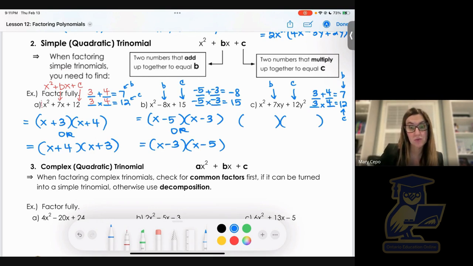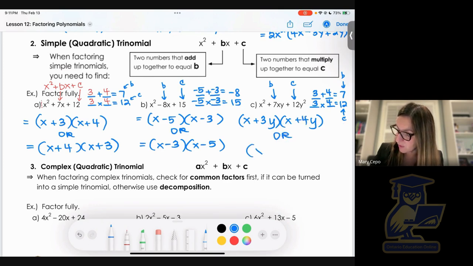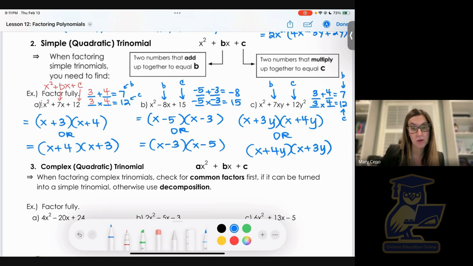Now this time we have two variables. And again, x would be the first term in each bracket, y would be the second term, and then we input those two numbers, +3, +4. The order doesn't matter. So if you wanted to put x plus 4y, x plus 3y, the order doesn't matter. The numbers are critical. They must satisfy the sum, and those same two numbers that you come up with must satisfy the product.